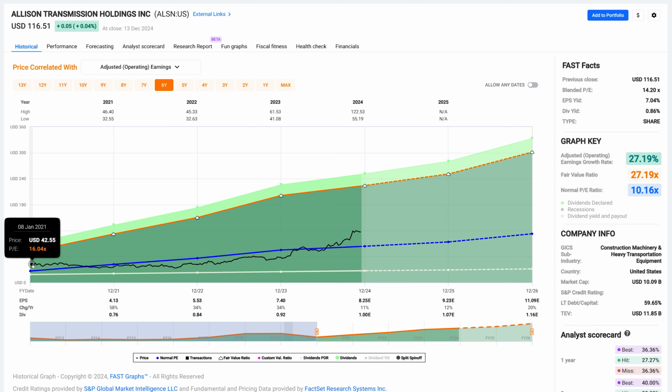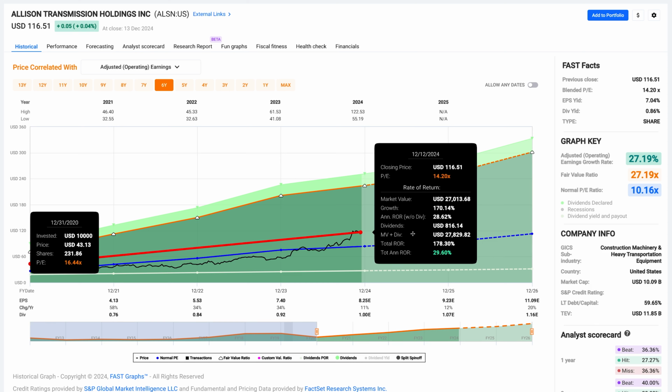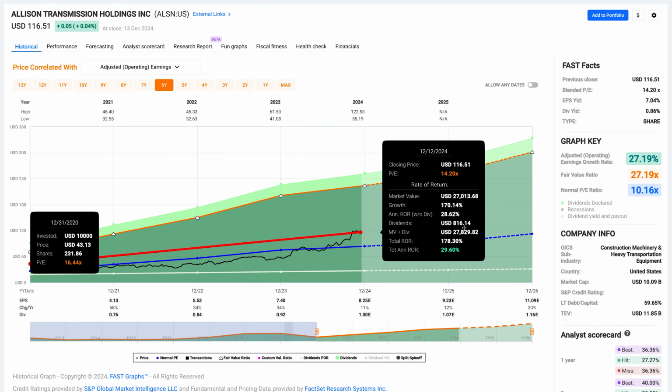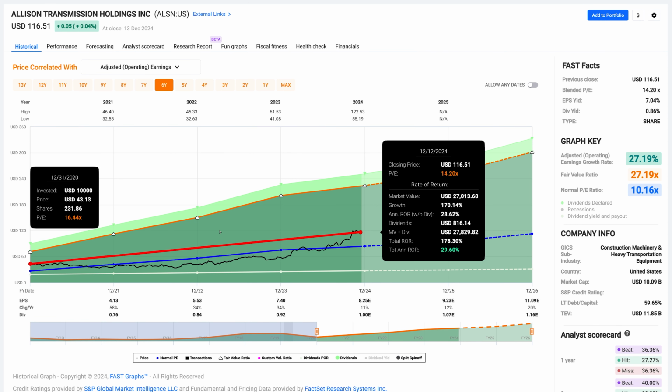It was a little overvalued at the beginning with a PE of 16.04, and it's now at a PE of 14.20. So I'm going to say that the growth of this company, not the total return, is going to be below the 27.19% because I'm getting some PE ratio contraction here. So I can click on this red dot and just immediately calculate performance, and I can see that the performance was congruent with that, about 28%, because I had good growth.